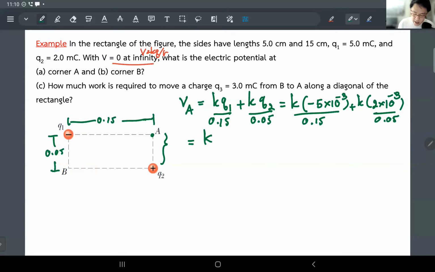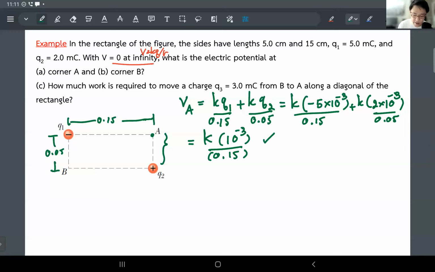So k is still k. That is fine. Okay. I have to say this is 3 minus 5 is negative 2. So it's going to be 10 to the negative 3 over 0.15. There you go. That is the potential at point A. Cool. Okay. I hope my number is correct.